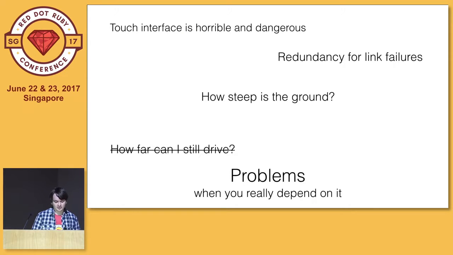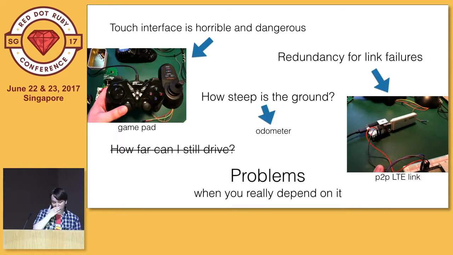Then there were a lot of other issues I had, but just to mention: for the touch interface, I went to a gamepad. It seems to be a little bit more optimized. For the redundancy, I used an LTE modem. If you use two LTE modems and make a peer-to-peer connection, you short-circuit the routing, so you only go over the base station and the EPC of the provider network, and the latency is quite low, so they work quite well. And for the steepness, I worked on an odometer, which counts how much the wheel is turning, and with that I can estimate the speed.